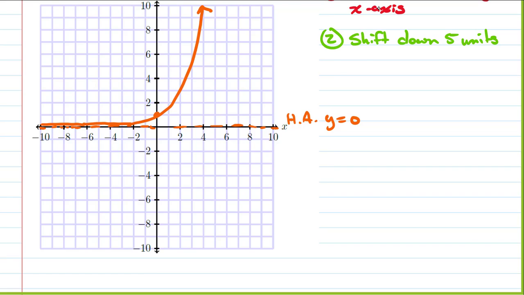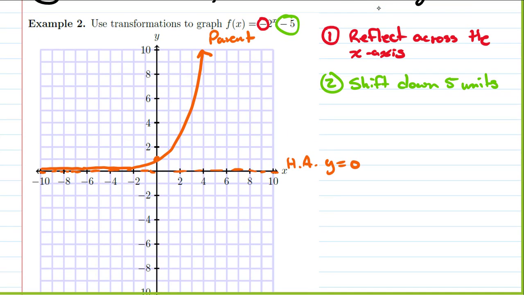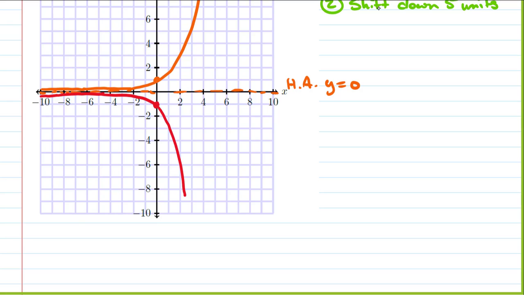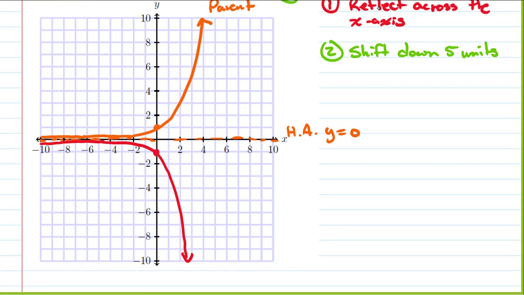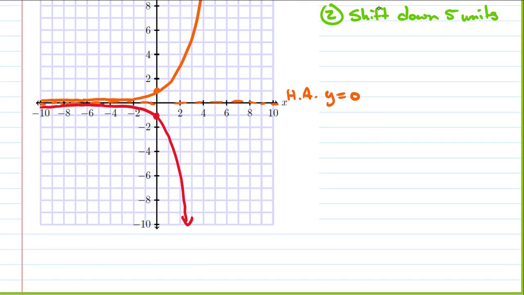So first thing we're going to do is reflect. So if we reflect the point 0, 1 across the x-axis, it becomes 0, negative 1. A reflection does not move the horizontal asymptote. That's our first thing. Now step 2 is we're going to shift it down 5 units. So if it's at negative 1 and goes down 5 units, it's going to go to negative 6. This will also shift down the horizontal asymptote 5 units. So our new horizontal asymptote is y equals to negative 5.